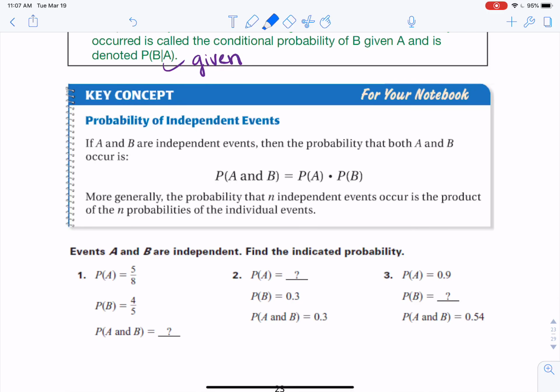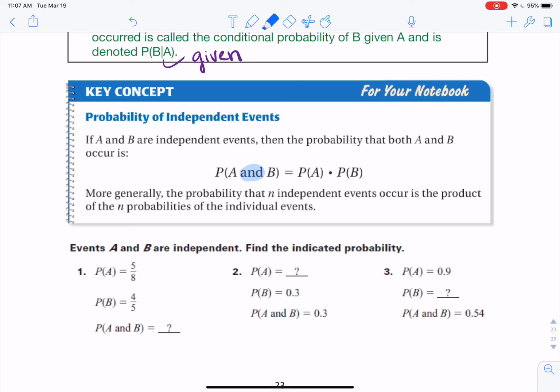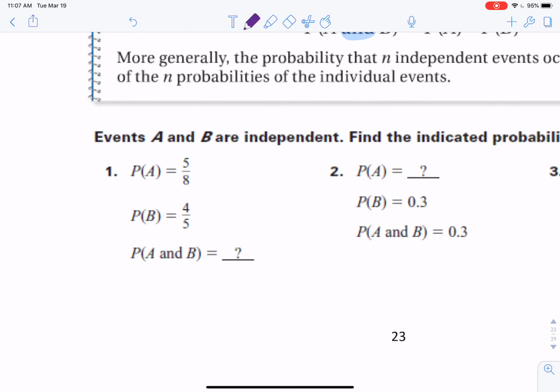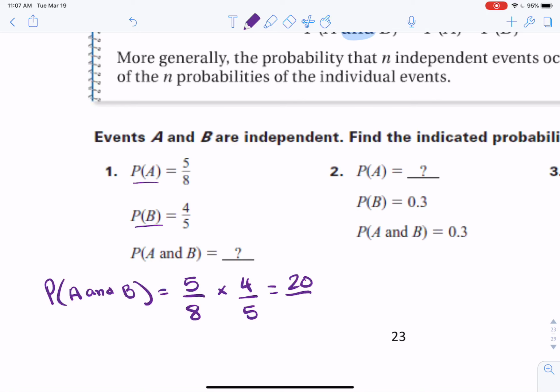So when we're looking for the probability of A and B versus or, we're going to be multiplying. So just to show you an example of that without using a word problem, we have been given the probability of A and the probability of B. So to find the probability of A and B, we multiply 5/8 times 4/5. 5 times 4 is 20. 8 times 5 is 40, and that could also be reduced to 1/2.